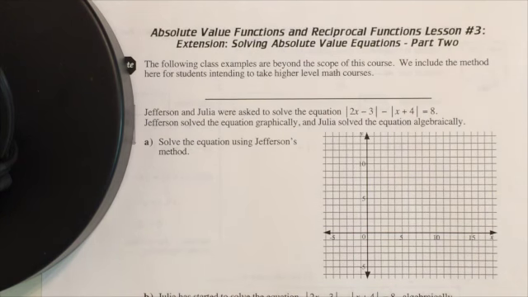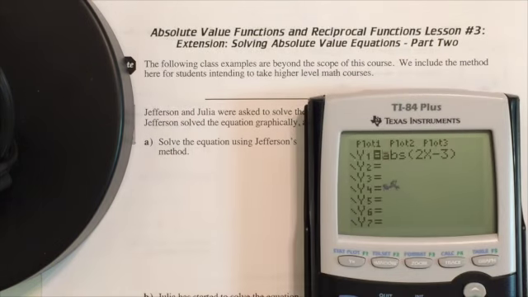Jefferson and Julia were asked to solve the equation absolute value of 2x minus 3 minus the absolute value of x plus 4 is equal to 8. So Jefferson solved the equation graphically and Julia solved the equation algebraically. So the first thing we want to do is solve this graphically.